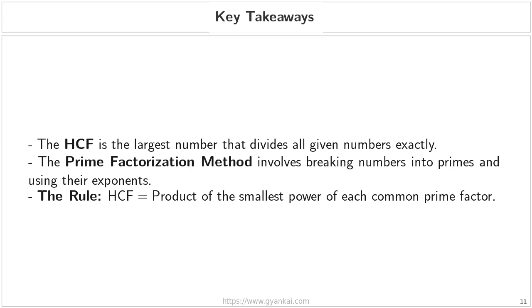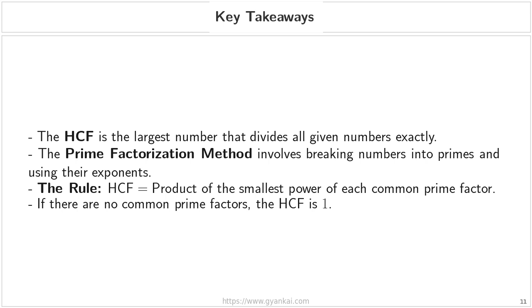Third, if you remember nothing else, remember this golden rule. To find the HCF, you must calculate the product of the smallest power of each common prime factor. As we saw in our examples with 60 and 72, we only look at the primes that appear in every single number, and we pick the lowest exponent available.